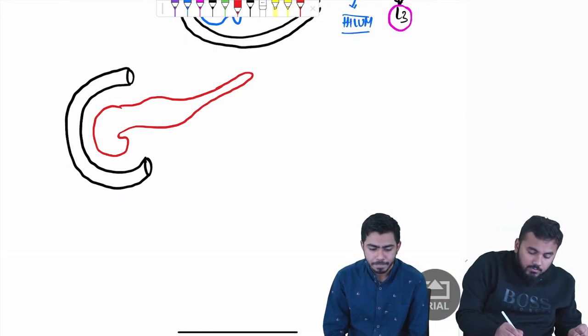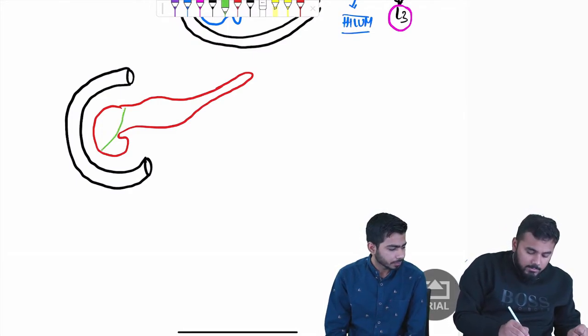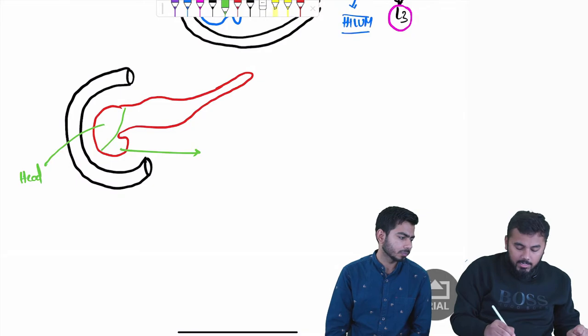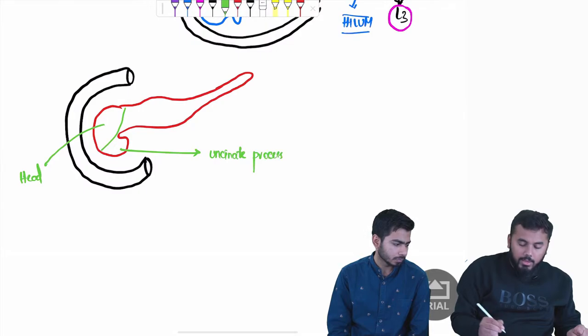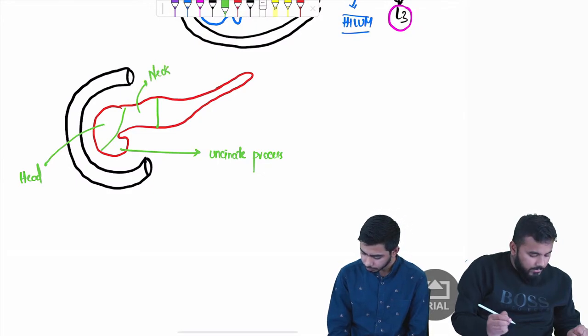Right? Now in this, we have got quite different parts here. You see this? This part is called as the head of the pancreas. Okay? And this part below the head here, you can see this is called as the uncinate process of the pancreas. Uncinate process. Okay. And after that, you can see this part. This is called as the neck of the pancreas.